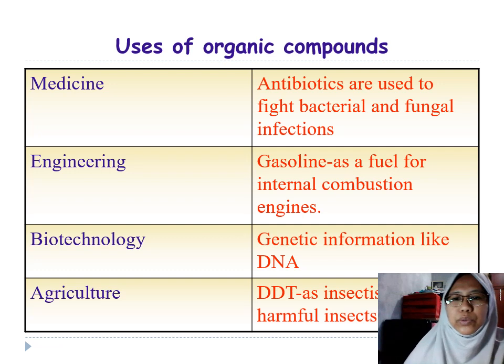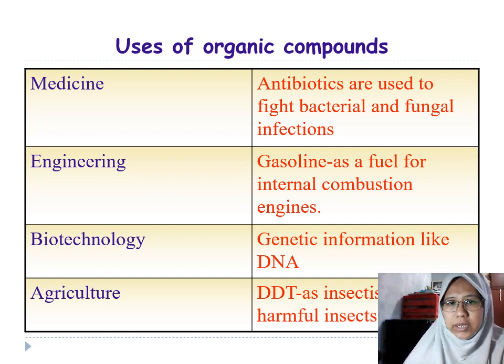There's a lot of usage of organic compounds. In medicine, they are antibiotics. In engineering, they are diesel and gasoline as fuel. In biotechnology, genetics is all about organic compounds. And in agriculture, using pesticides and insecticides. That is all organic compounds.